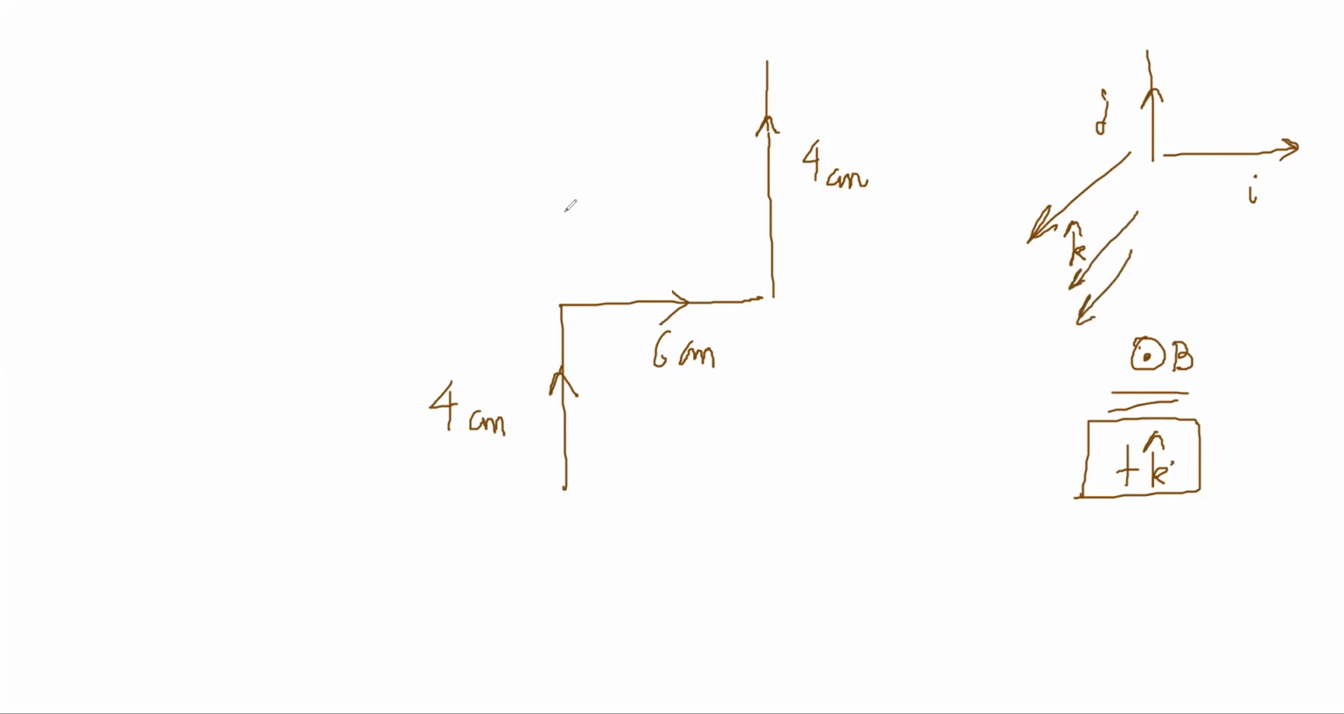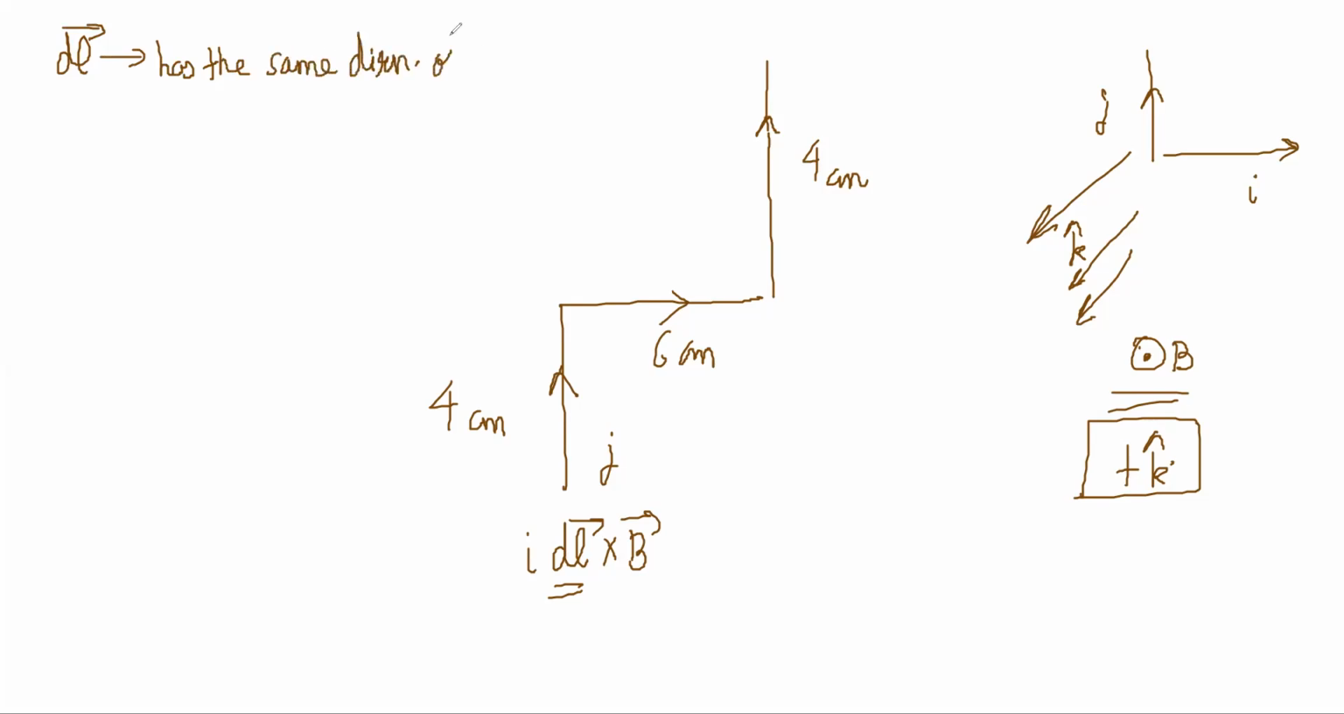Now your current is in which direction? It is going straight up, no? So it is plus J. So you have to do I, current is in the direction of the DL, DL cross B. So DL is in plus J, no? Basically, length vector has the same direction as the current, right? Always the length vector's direction is always the same direction of the current. Okay, so current is going up, so length vector is going up. So it is plus J cross plus K, right?